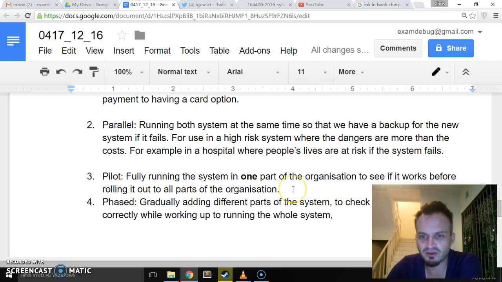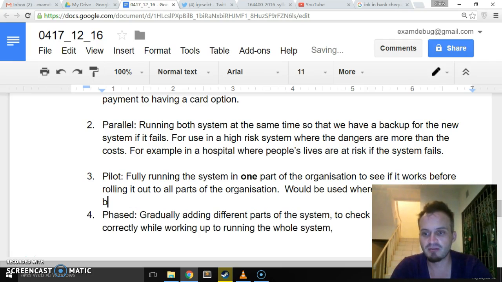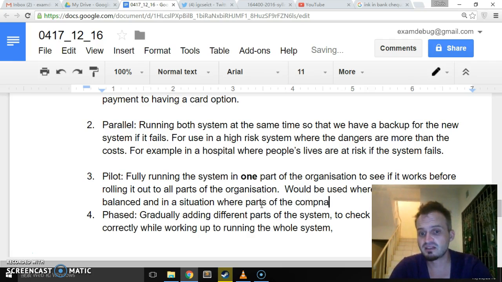Pilot, okay, running one part of the organization to see if it works before rolling it out to all parts of the organization. Would be used where cost and risk are more balanced, and in a situation where parts of the company operate independently.